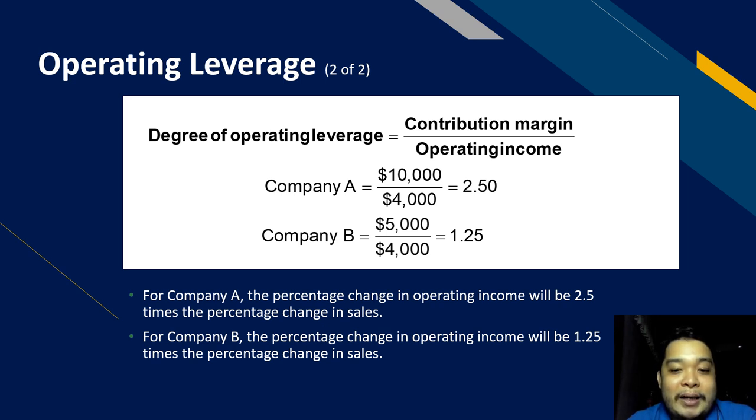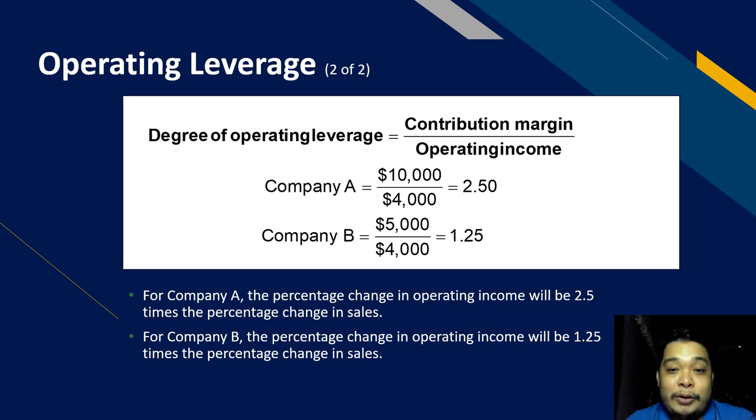Okay. So for Company A, the change in operating income will be 2.5 times the percentage change in sales. Okay. So if percentage change in sales is 1%, the percentage change in operating income will be 2.5%. On the other hand, for Company B, percentage change in operating income will be 1.25 times the percentage change in sales. So a 1% change in sales will result in 1.25% change in operating income. What does that tell you? It tells you na mas maliit yung multiplier for Company B. Okay?